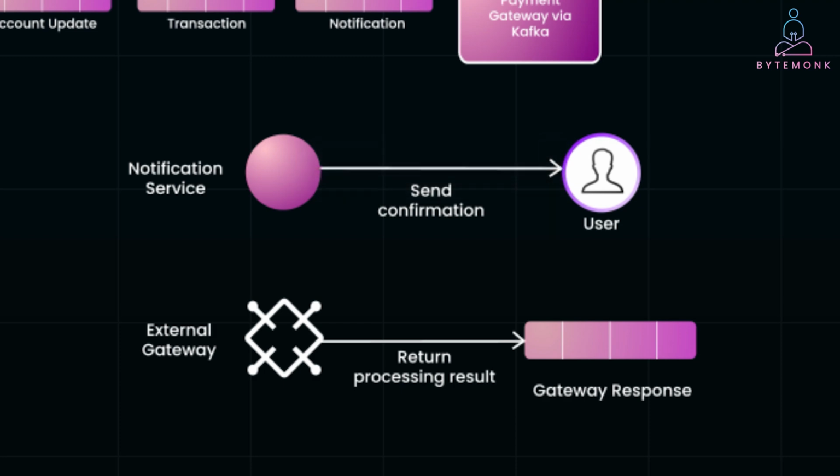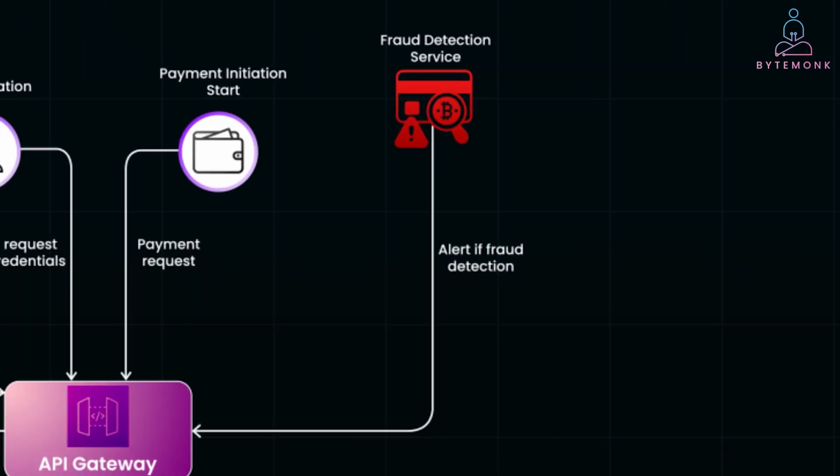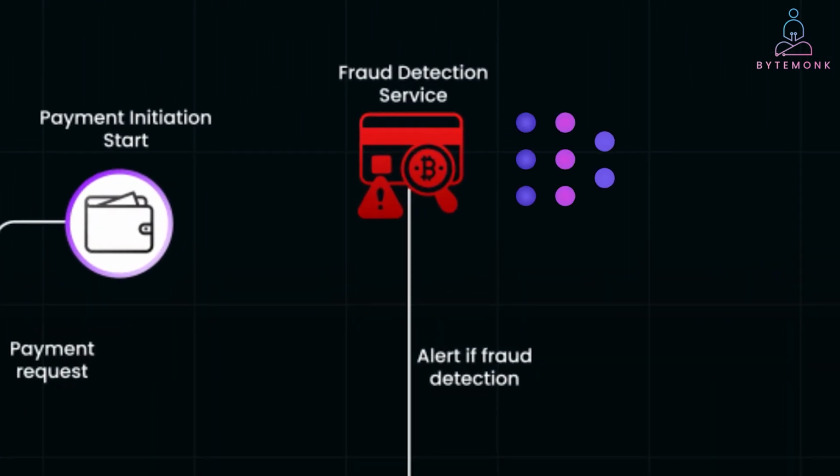Also, simultaneously as the payment is being processed, the payment service sends transaction data to the fraud detection service via Kafka. The fraud detection service consumes the message and runs machine learning models to flag potentially fraudulent transactions.